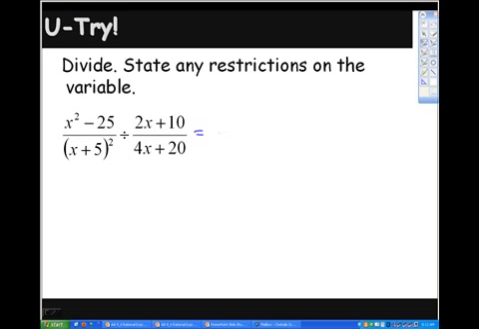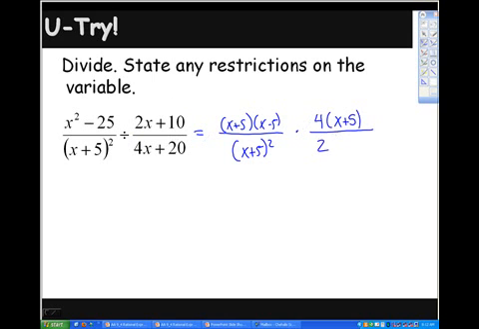All right, so here we go. We're going to go ahead and change this to multiplication. Sorry about that bell in the background. We're going to factor. We've got x plus 5 and x minus 5. We've got the bottom is already x plus 5 squared. This 4x plus 20 is going to go to the numerator, but we're going to take out a 4 in the process. And this 2x plus 10 is going to go to the denominator. We're going to take out a 2 in the process.